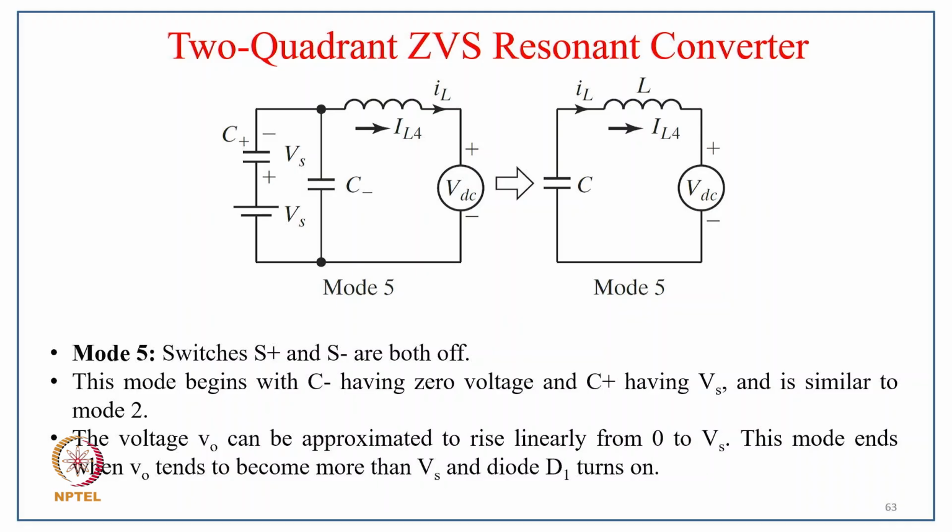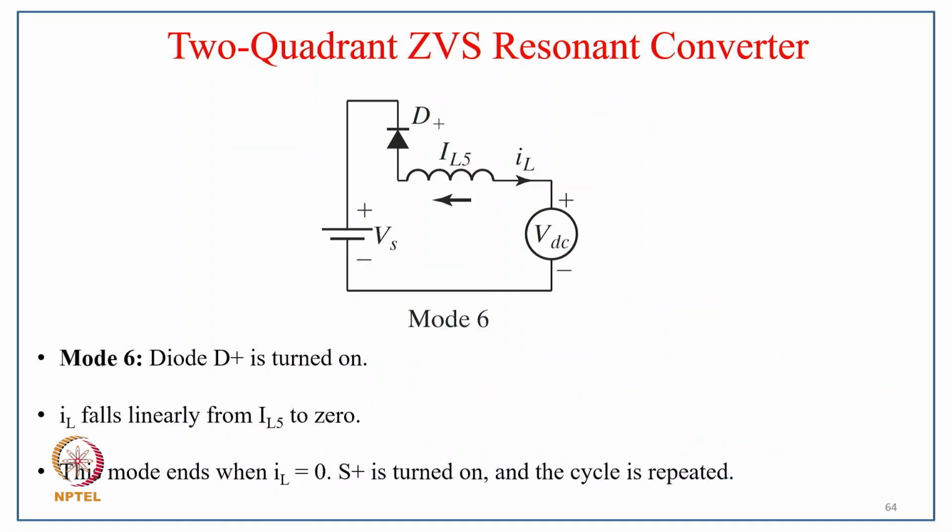And coming to mode 5, as you can see in the circuit here, it becomes equivalent to the combined C. So switch S plus and S minus are both off, and this mode begins with C minus having 0 voltage and C plus having Vs. Similar to mode 2, the voltage V0 can be approximated to rise linearly from 0 to Vs. This mode ends when V0 tends to become more than Vs and diode D1 turns on.